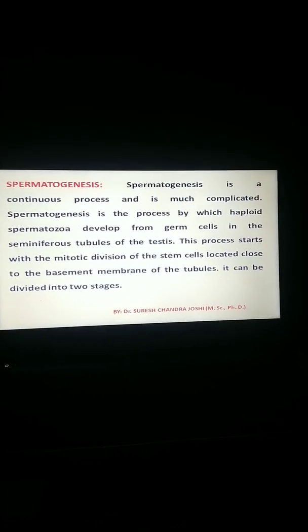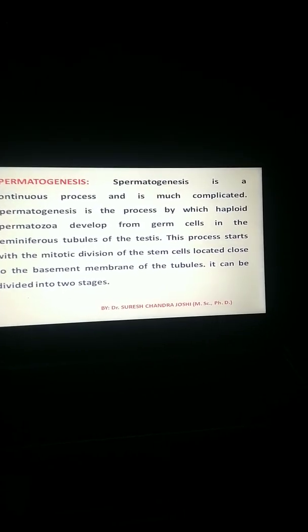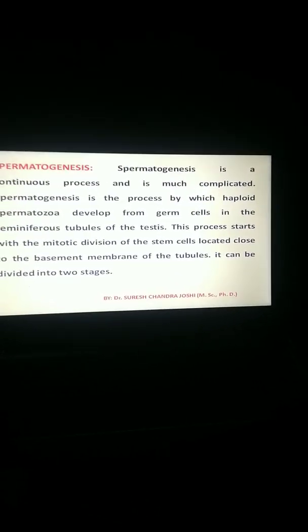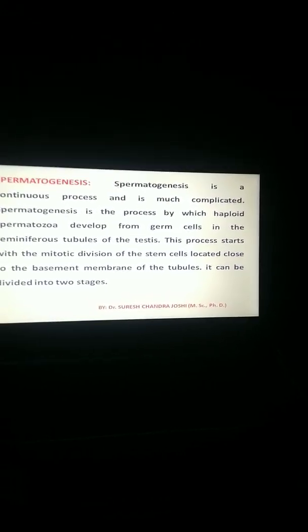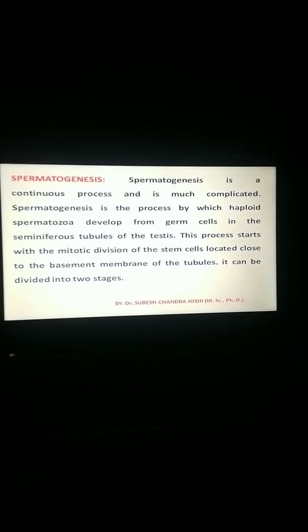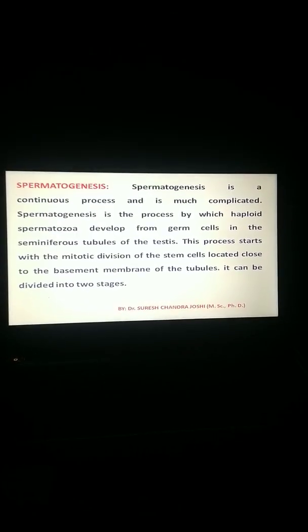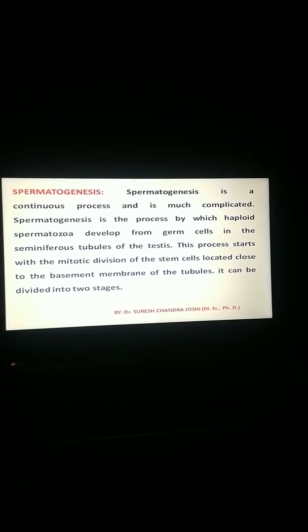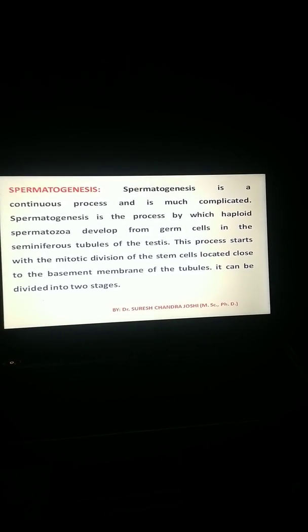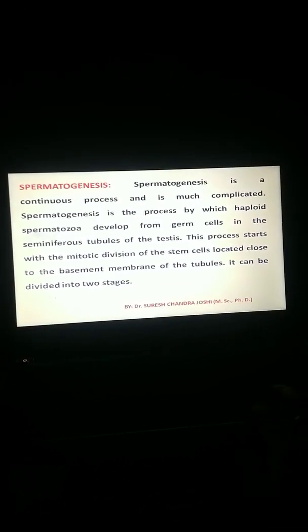Spermatogenesis is a continuous and complicated process by which haploid spermatozoa develop from germ cells in the seminiferous tubules of the male reproductive organ, the testes. The process starts with the mitotic division of the stem cells located close to the basement membrane of the tubules. It can be divided into two stages.